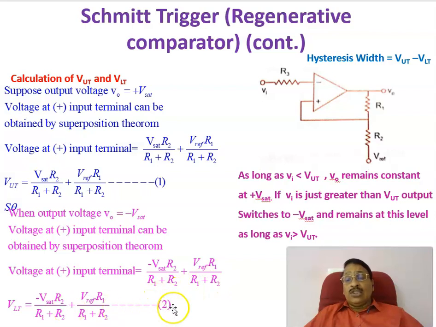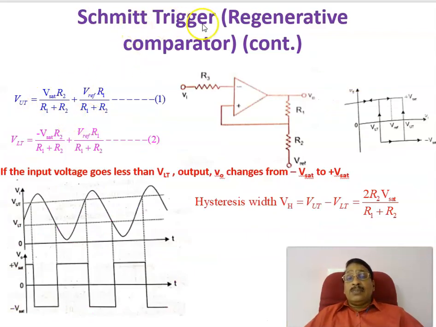Therefore, this is equation 2, which represents the lower threshold voltage, and equation 1 represents the upper threshold voltage. The difference of these, VUT minus VLT, is what we call the hysteresis width. If you subtract these two, you will get twice V reference divided by R1 divided by R1 plus R2. That is the hysteresis width.